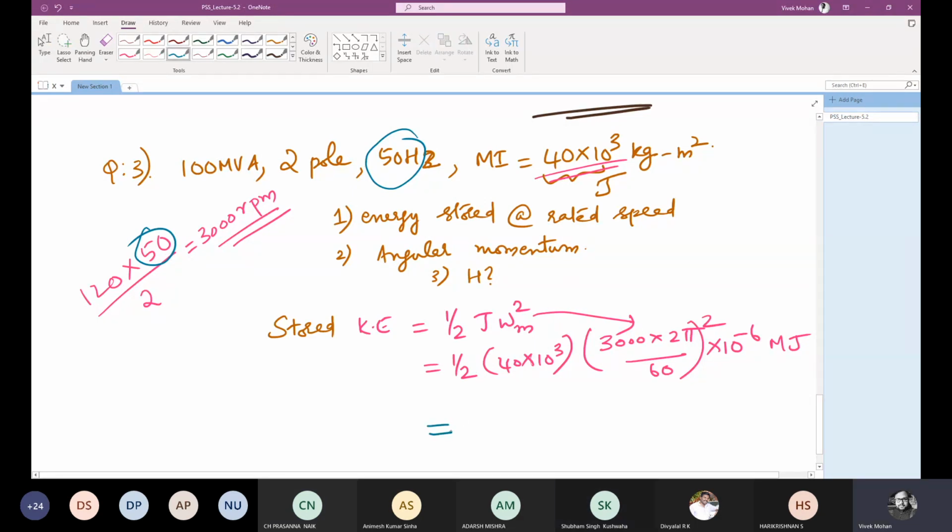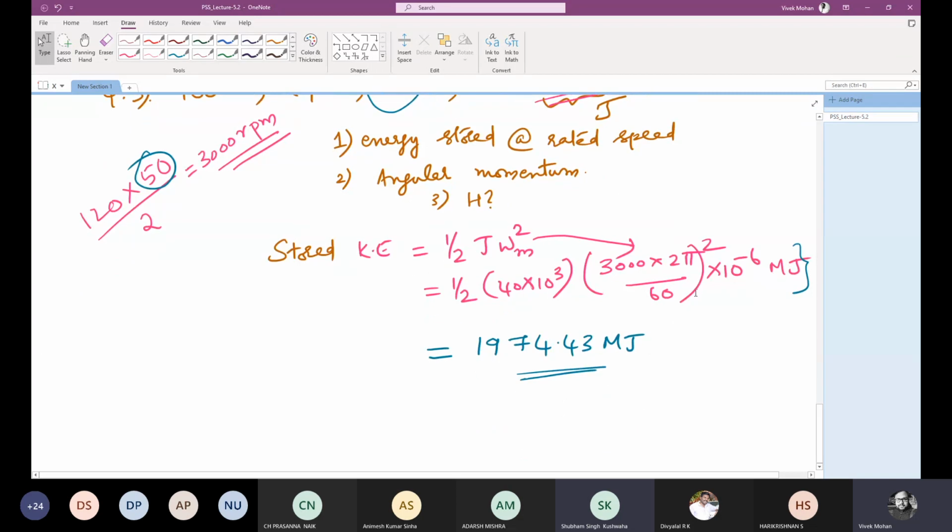Stored kinetic energy? 1960 megajoule. I don't know, I'm getting here 1974. Maybe wrong, but you can calculate it. Half into 40 into 10 raised to 3. Can somebody recheck it? Yes, 1971. Okay, maybe 1971.